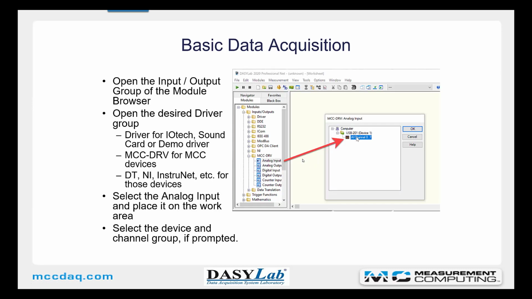The first step to create a data logger is to open the input-output group of the module browser, open the desired driver group. You can use the IoTech sound card or demo driver, the Measurement Computing MCC DRV driver, or any other driver that you have configured. Select the analog input and place it onto the work area. Select the device and channel group if you're prompted for it. I'll show you a quick animation of how that works.